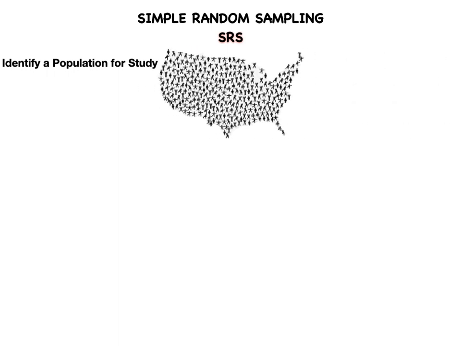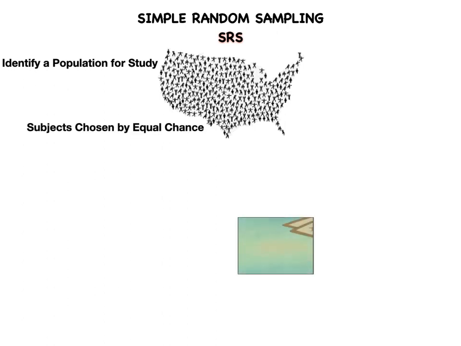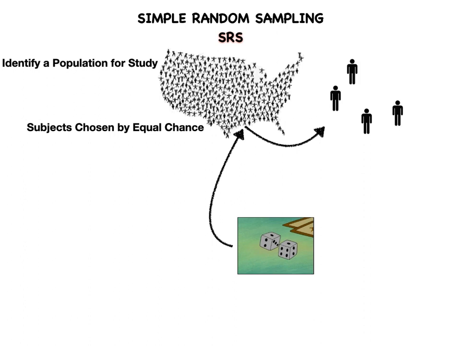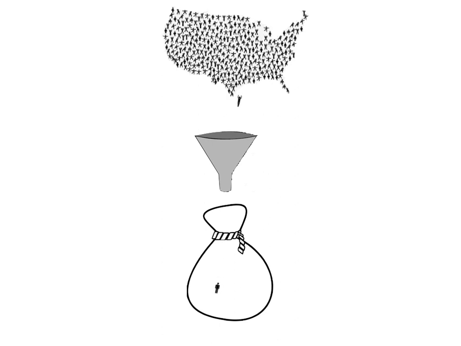Let's start with a quick review of how to collect a sample through simple random sampling, known as SRS. To perform this type of study, we need to first identify the population for which we want to analyze. For example, we may want the population of the United States. Next, we need to select subjects by chance, and each subject must have the same chance of being chosen. From the population, we collect our sample to observe variables of interest.